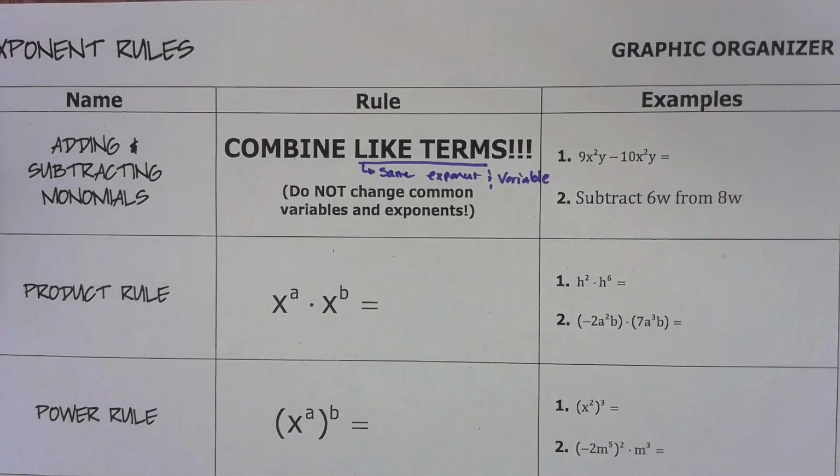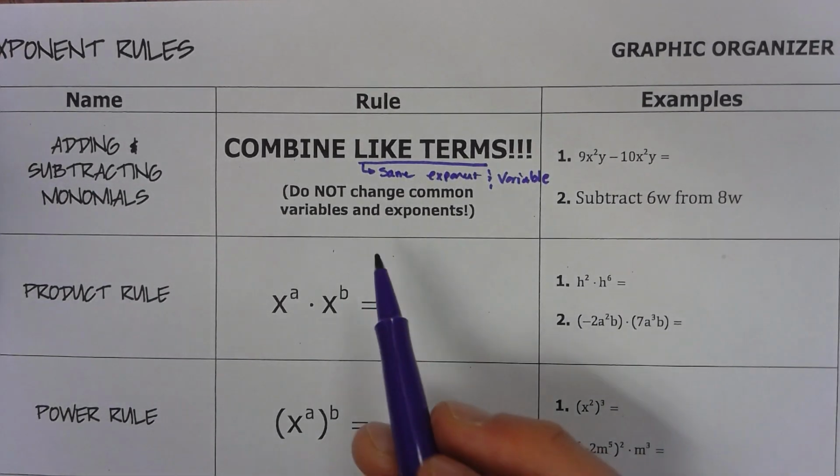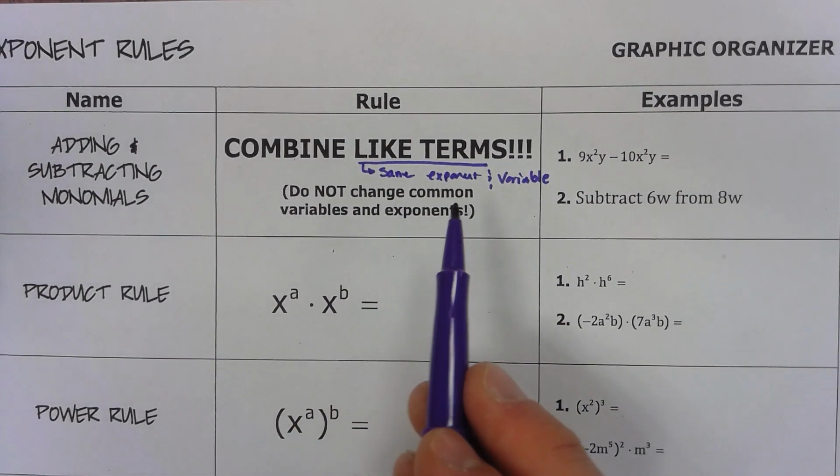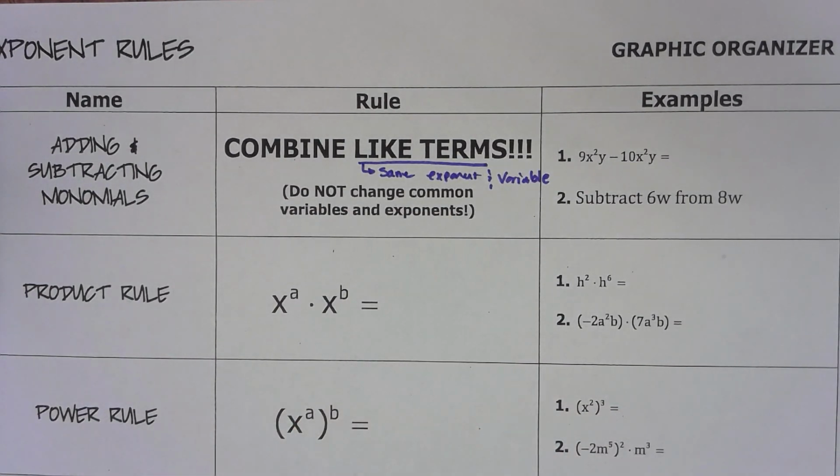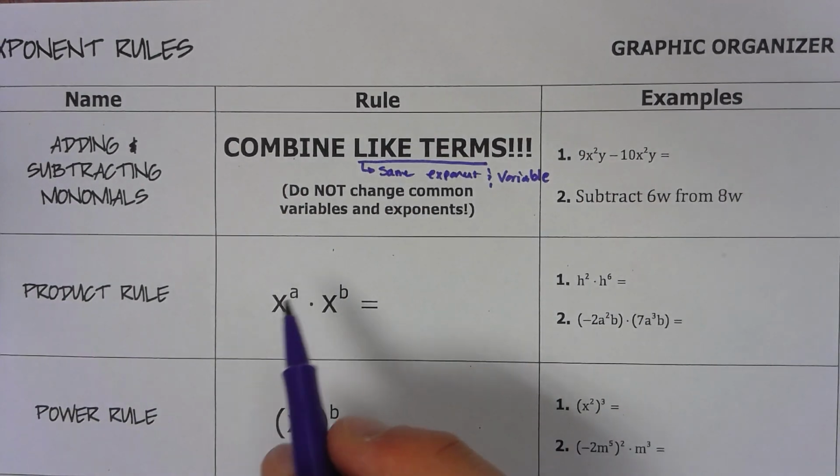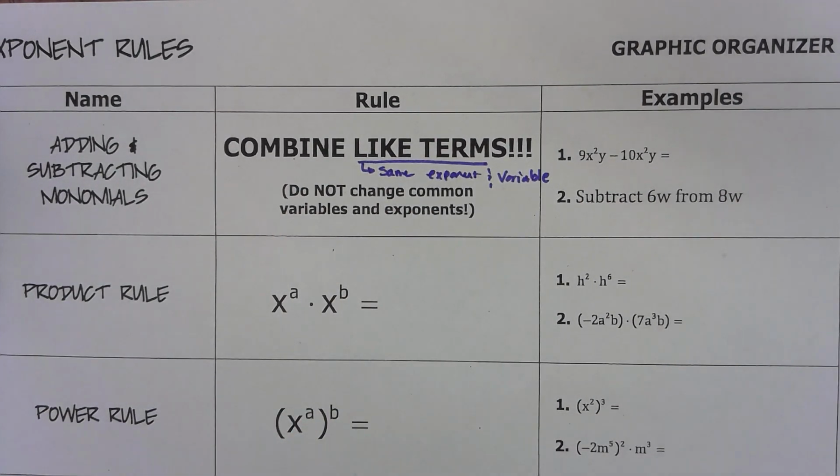And when terms have the same exponent and same variable, we can just add them together. It's just a counting game. We're just doing basic addition and subtraction. Okay, know that we do not change the variables and the exponents when we're adding these terms. Only when we are doing other operations that we're going to get to in a second.